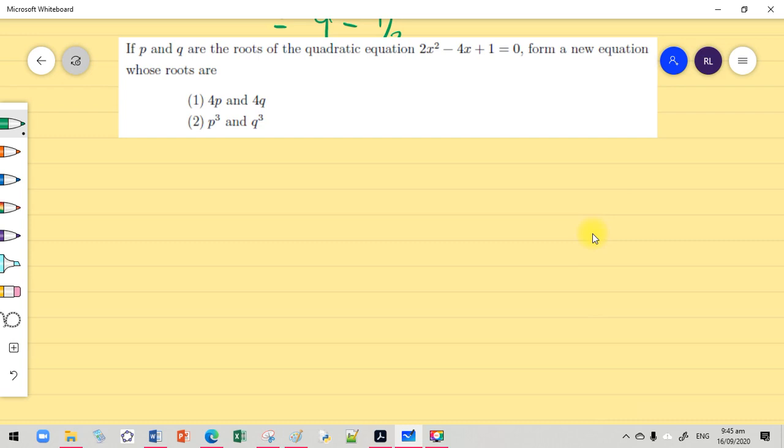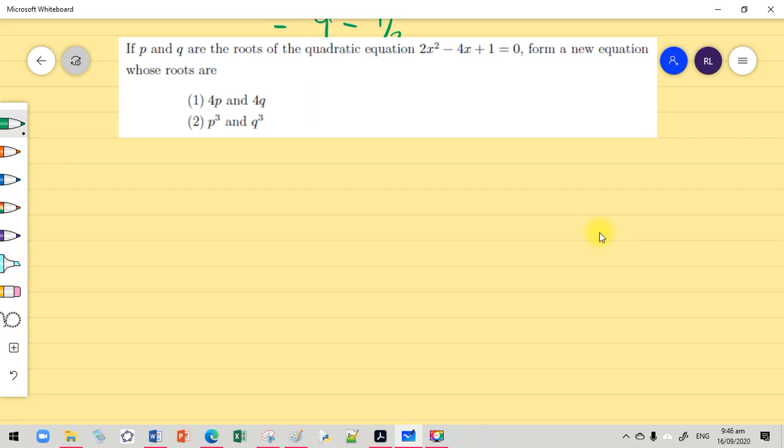If p and q are the roots of the quadratic equation 2x squared minus 4x plus 1 equals 0, form a new equation whose roots are 4p and 4q, and p cube and q cube. So it's like saying that from 2x squared minus 4x plus 1 with roots p and q, we're going to form a new quadratic equation, but the roots of that new equation must be 4 times the roots. So number 1 says 4 times the roots of the original equation.